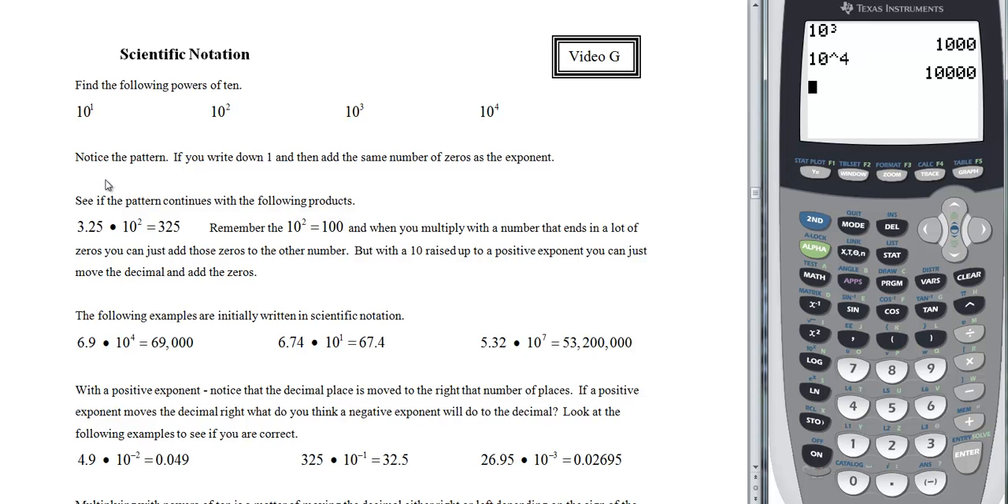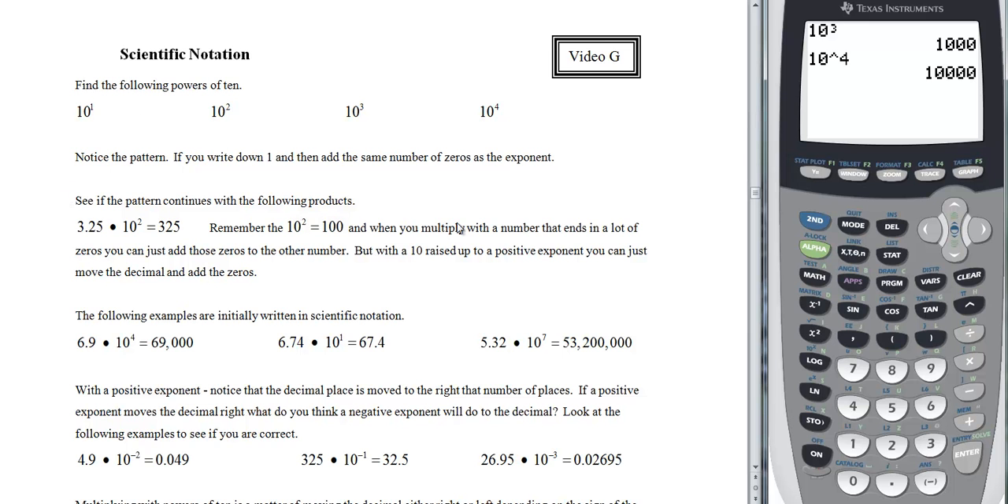So a quick way to do this, if you noticed a pattern: write down 1 and then add the same number of zeros as the exponent. So there's my 1, add 4 zeros. There's my 1, add 3. The 100, you'd have 1, add 2, and here 1 and just 1 zero.